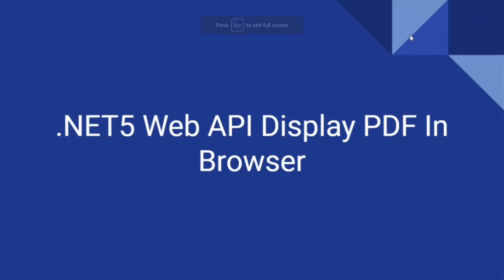Hi everyone. Today's video is on .NET 5 Web API display PDF in the browser. Which means we are loading a PDF onto the browser through our .NET 5 Web API endpoint. In this demo we are going to create two kinds of endpoints.